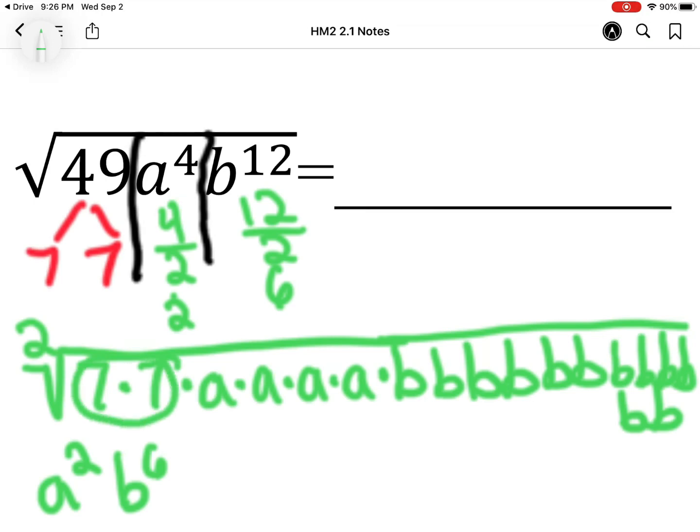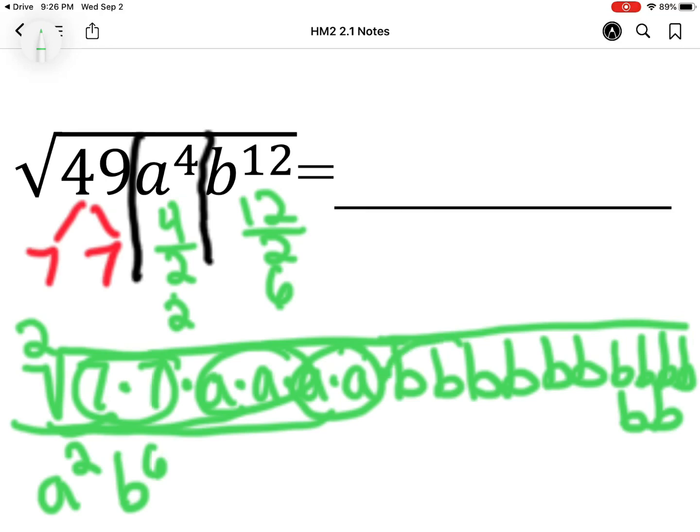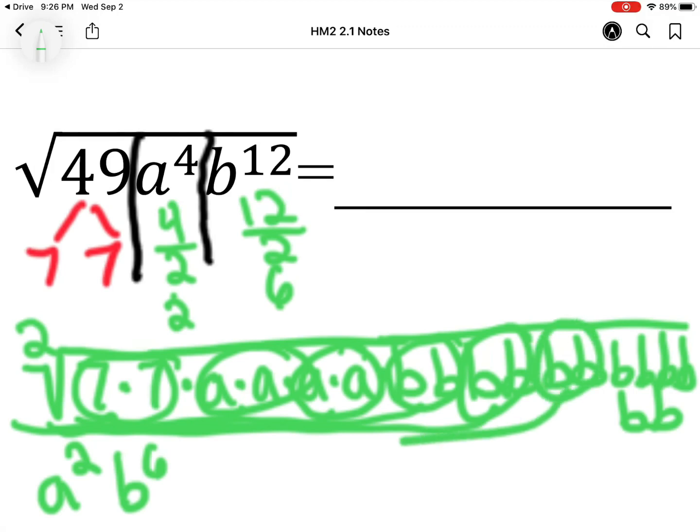And then you have an understood index of 2, so you would move all of those out. A little saying that I like to use is: 2 of the same things underneath the radical get married and move out of the house. As long as there's not an indicated index, it's always 2. So they get married and move out of the house, and so on and so forth.